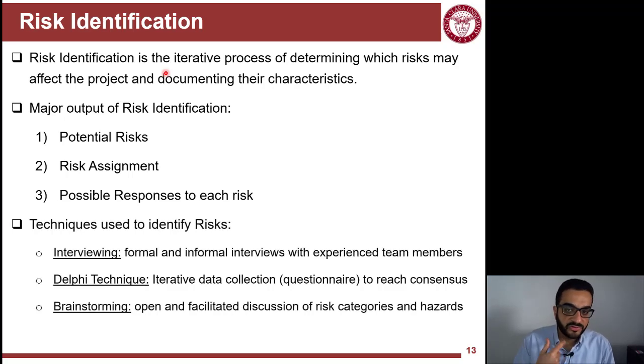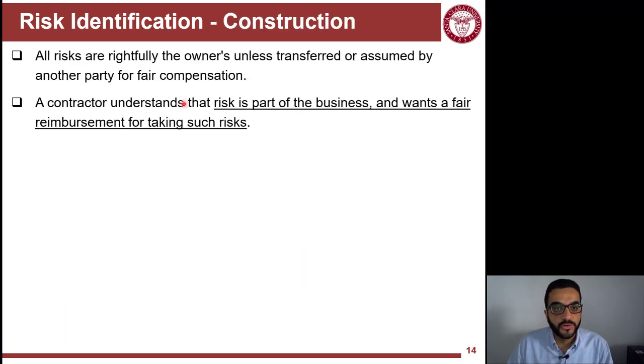How do we identify the risks? There are many, many ways, by just sitting ourselves and brainstorming or with others, or interviewing experts who will be able to help you assess. Or there is a Delphi technique, so I would recommend that you read about it. It's basically multiple rounds of questionnaire interviews to reach a consensus about the different risks that you will see in a project.